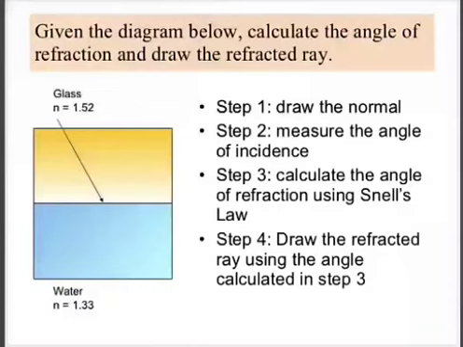Now the question is: given the diagram below, calculate the angle of refraction and draw the refracted ray. What you have to draw? You can see the light is going from glass to water. So that is the angle of incidence. You have to find it. For that you will draw a normal. What is a normal? It is a line which is perpendicular to the surface. So at that arrow you will draw a normal.